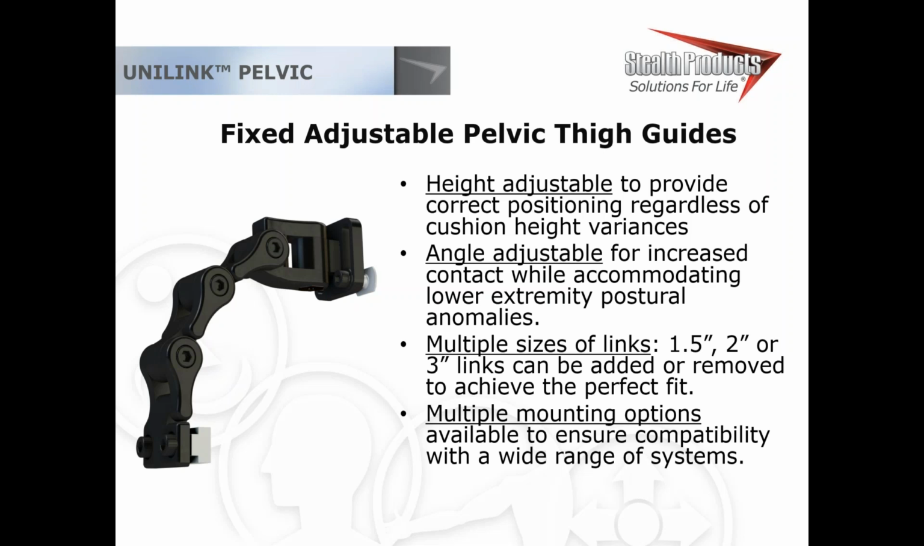So this would come just as the UniLink components and no mounts. So this is going to offer you height adjustment in the UniLink links themselves. You have angle adjustability in a couple of planes, and then we have multiple links you could choose from to make it taller or shorter, right?